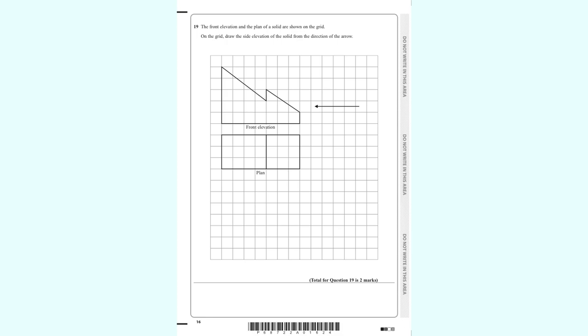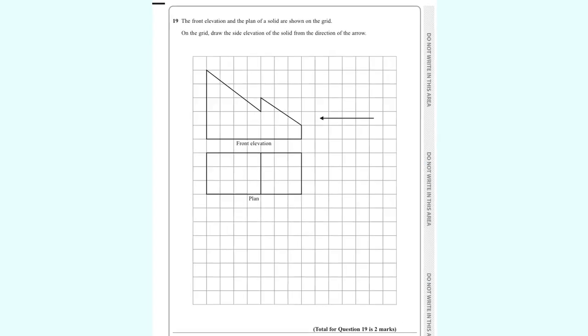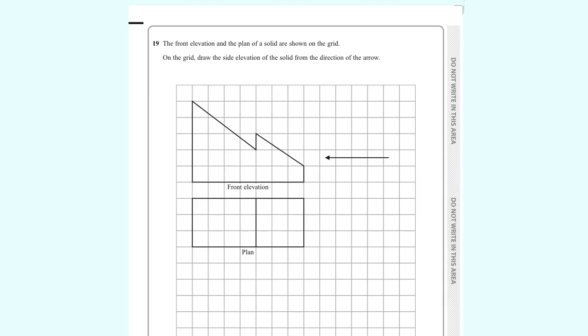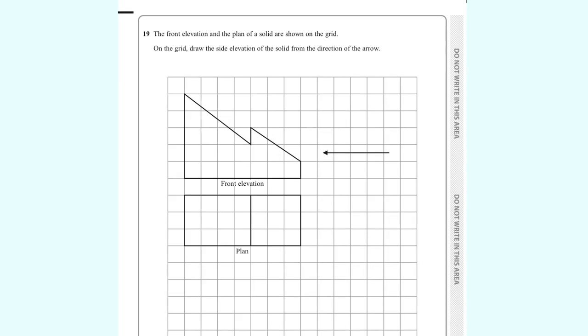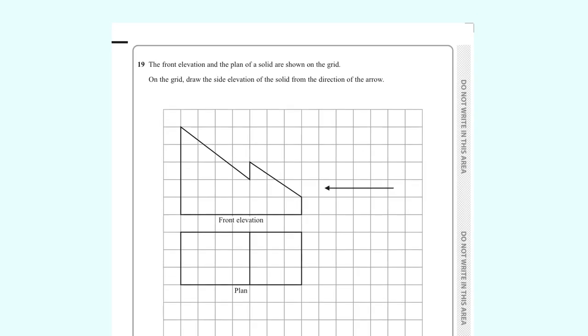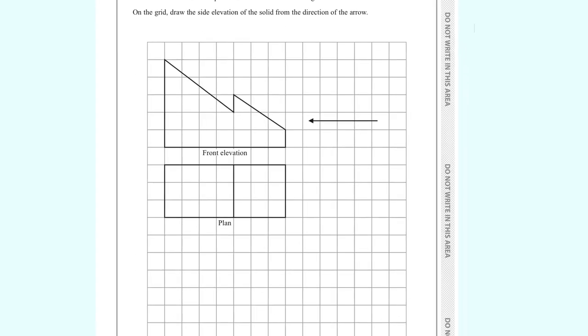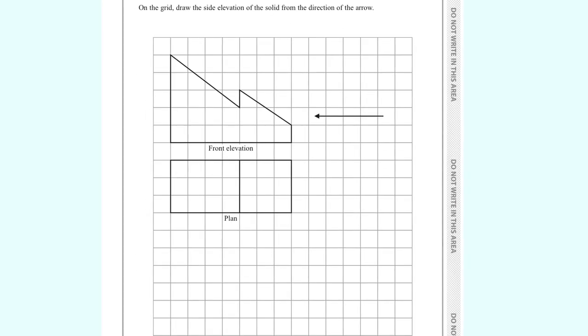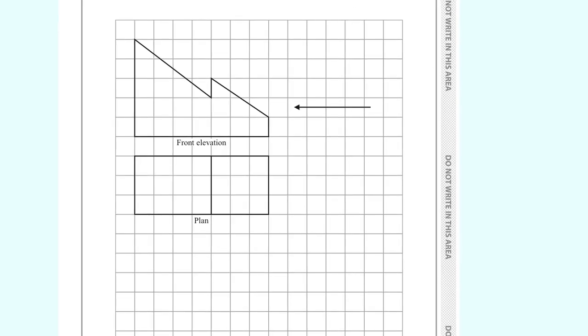Okay, the front elevation and the plan of a solid, shown on the grid. On the grid, draw the side elevation of the solid from the direction of the arrow. So we've been given the front, we've got to draw the side of it. Not an easy one, I wouldn't say. For me personally, I've always found these sorts of things a bit trickier. But we're going to do it. We got this.